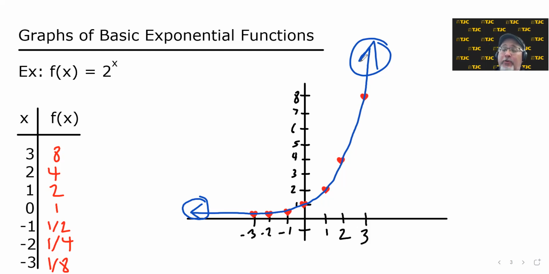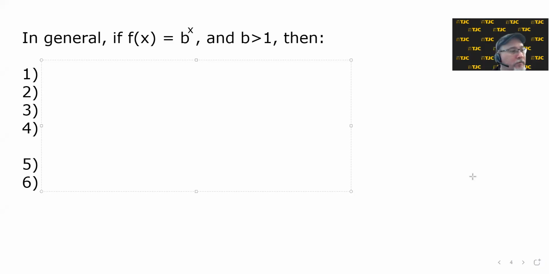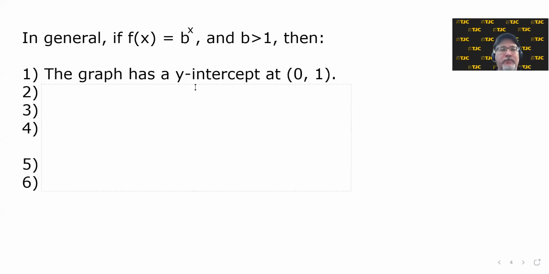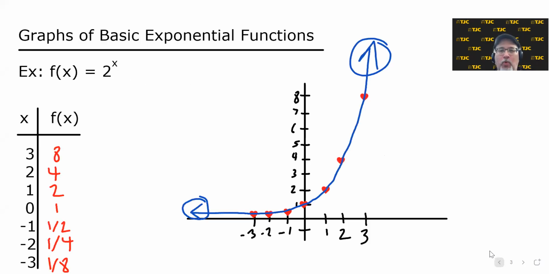Now, we've only got one example, but I'll tell you that the following are true as long as our base is bigger than 1. In general, if f of x equals b to the x power and b is greater than 1, and I'll explain why being greater than 1 matters in this context, then the following 6 things are true about this graph. Number 1, the graph has a y-intercept at 0, 1. We saw that back here. The y-intercept was indeed at 0, 1.